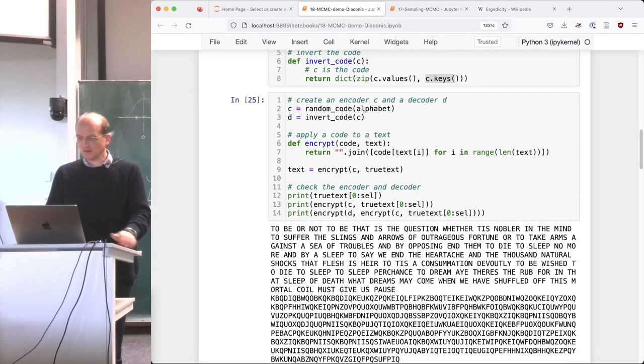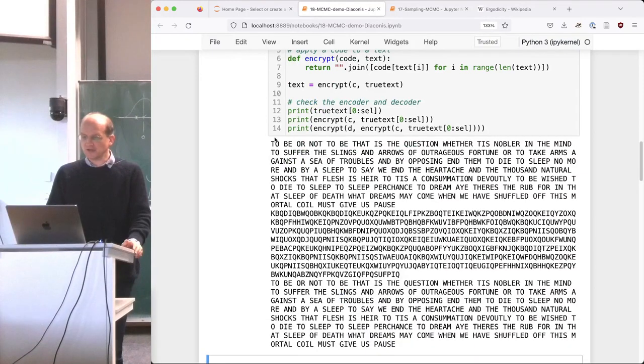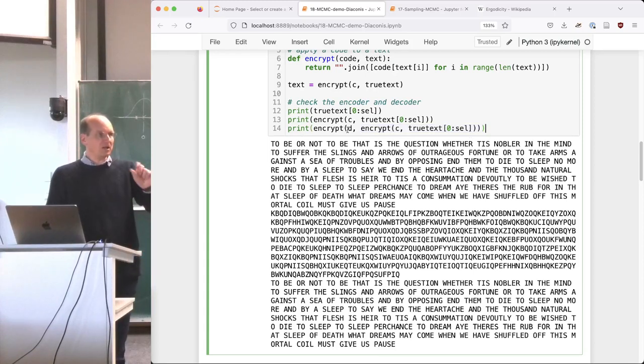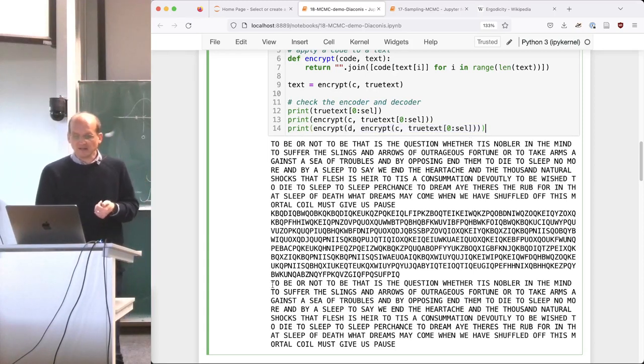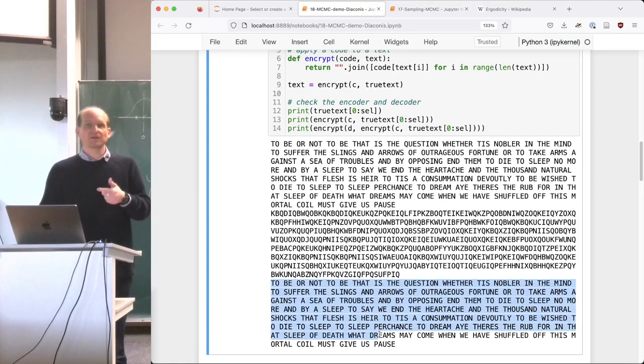And so let's run the code. The starting point is the true text, which is just this one. Then I have the encrypted version of it, which is now this gibberish. And finally, I take the encrypted version and apply the dictionary the other way around, and I get my text back. Okay? So far, so good.